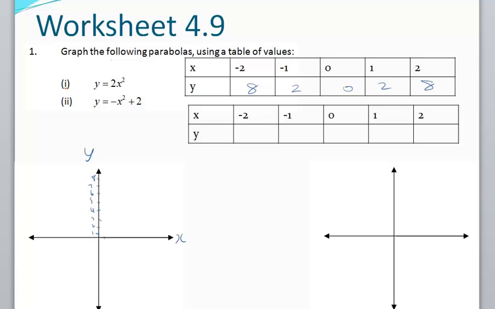And here our x: 1, 2, 1, 2 here. So when x is minus 2, y is equal to 8. When x is minus 1, y is equal to 2. When x is equal to 0, y is equal to 0. When x is equal to 1, y is equal to 2. When x is equal to 2, y is equal to 8 here. And so we can join our dots and draw in our parabola.